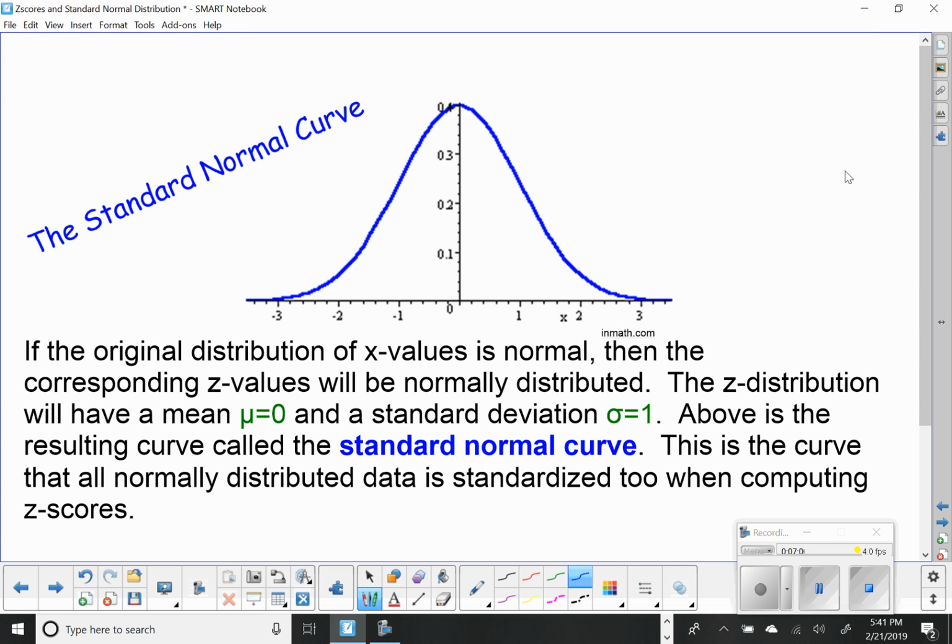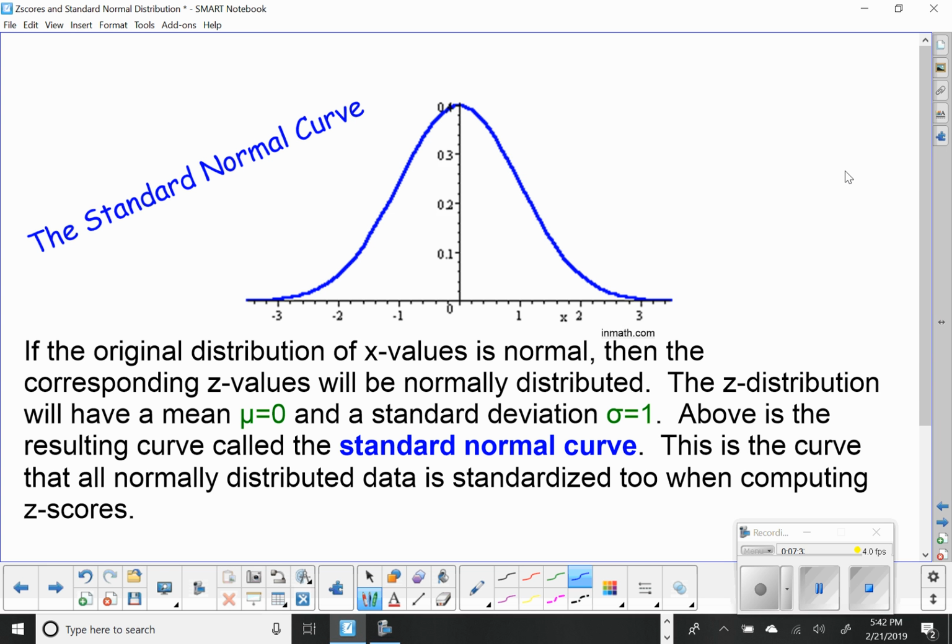This way, anything that's distributed normally can be applied to the standard normal curve, and then we can talk about things apples to apples, okay? If you just talk about one piece of data versus another piece of data, you're talking apples and oranges. You have to put them onto the same scale. So, the original distribution of x values is normal, and the corresponding z values will be normally distributed. The z distribution will have a mean of 0 and a standard deviation of 1.